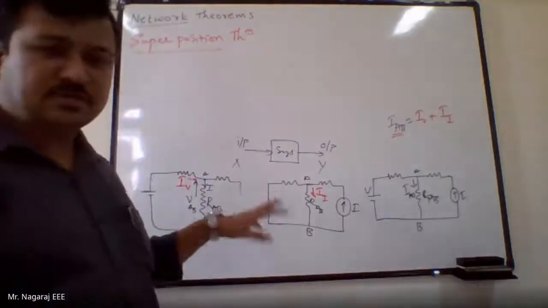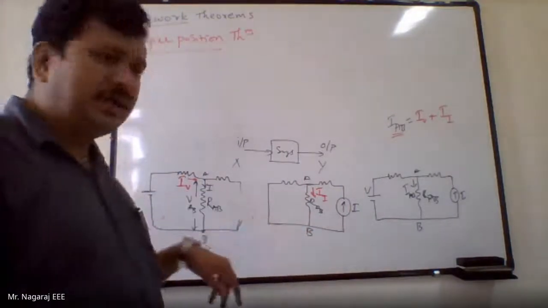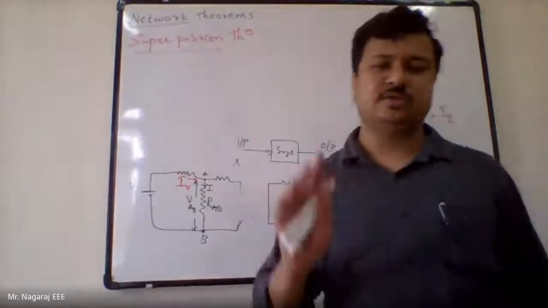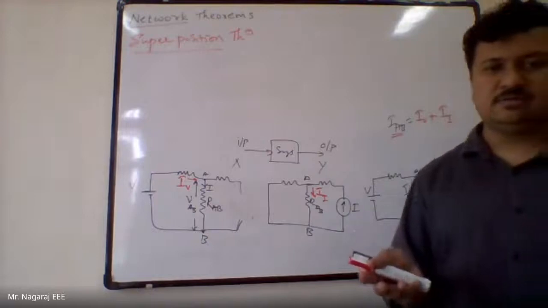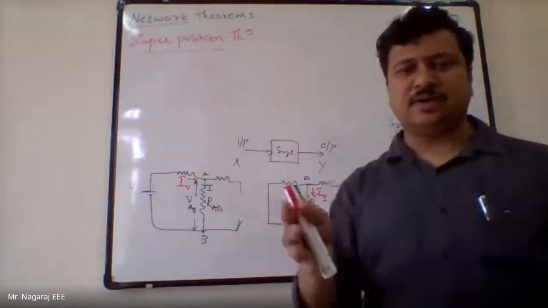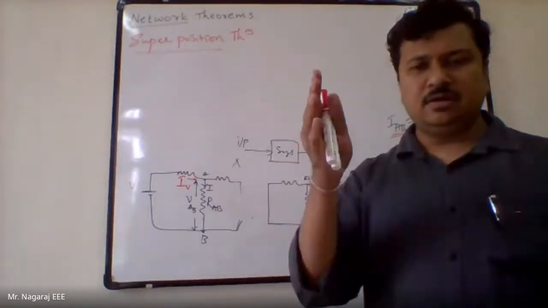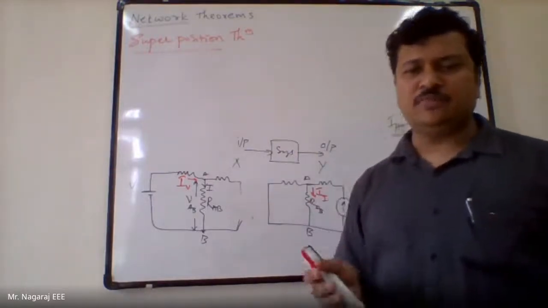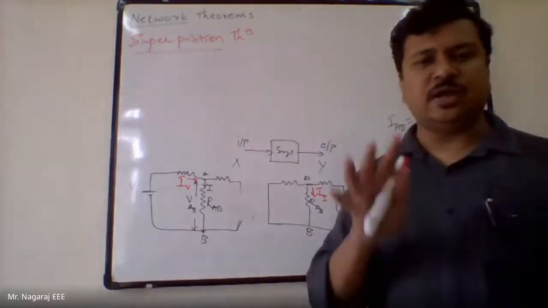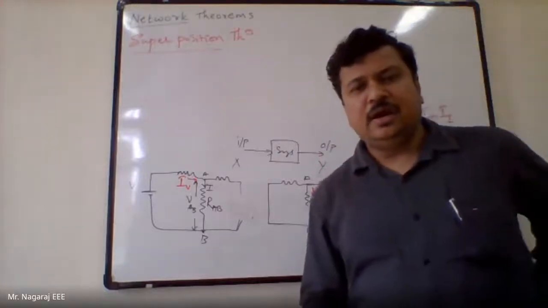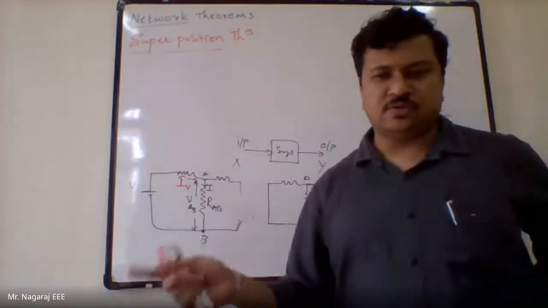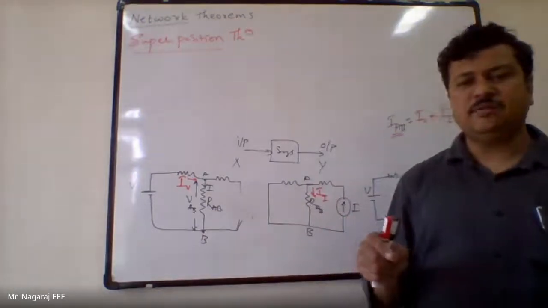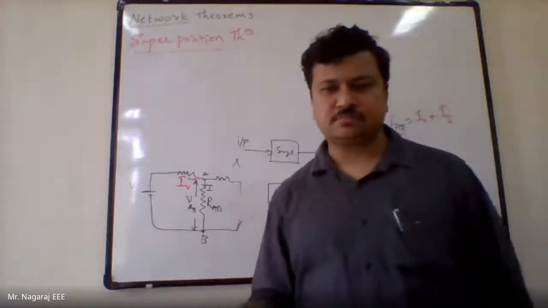Now, if there are three sources in the circuit, the current in any element is due to source 1 plus source 2 plus source 3. How to get that? The value of current due to source 1: deactivate the other two sources. If I want to find the value of current due to source 1 alone, then I should deactivate source 2 and source 3. Deactivate means what? I should make momentarily the value of those sources 0.